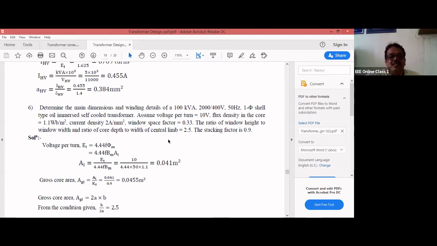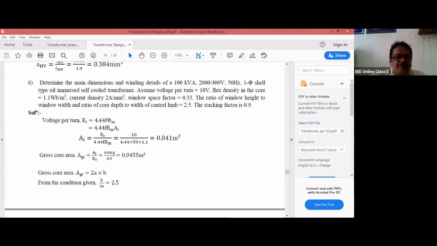So based on these conditions and data given, find out the main dimensions and winding details. Now, voltage per turn is equal to 4.4 √kVA, for a 5 MVA. So if they give voltage per turn, it is easier to find out Ai.